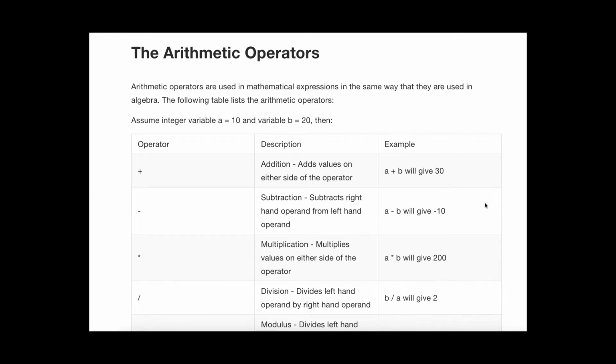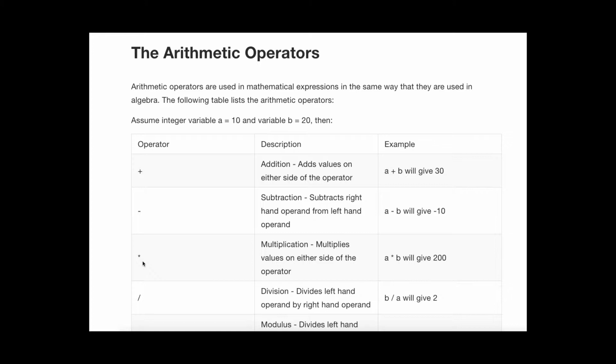Understanding arithmetic operators is a breeze if you know basic algebra. Now let's consider two variables, a equal to 10 and b equal to 20. Now using the plus operator, you do the addition. So a plus b gives you 30. A minus gives you 10. Of course, here we are doing 10 minus 20, so it is minus 10.